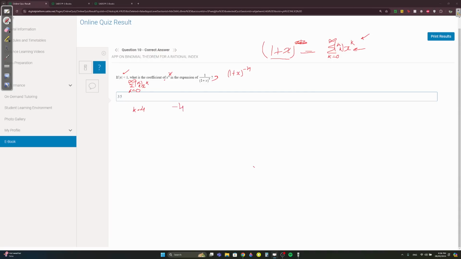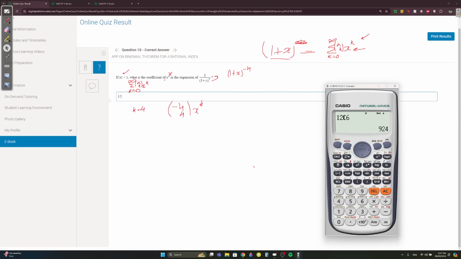So it becomes negative 4 c4 x to the power 4. How do I solve this? Very good question. Go on the calculator. That's what the first person will tell me. Negative 4 c4. Math error. Exactly. Why? Because you can't have a negative factorial.